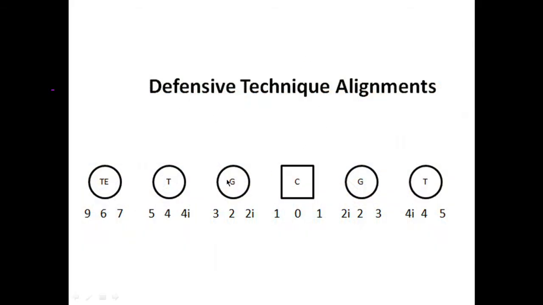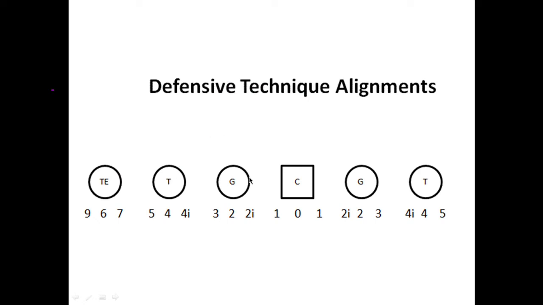You have center, guard, tackle, tight end. Now this one has been around for a while as far as technique alignment teaching. Head up the center is a 0, head up the guard is a 2, head up the tackle is a 4, head up the tight end is a 6. So you notice they're all even numbers. Now on the outside shoulders of each offensive lineman are the odd numbers. Outside the center is a 1, outside the guard is a 3, outside the tackle is a 5.